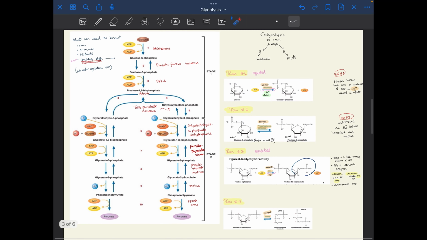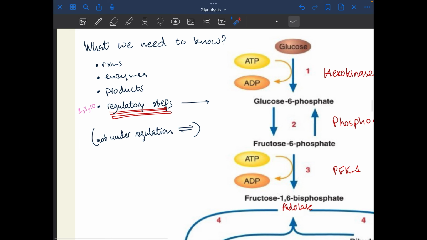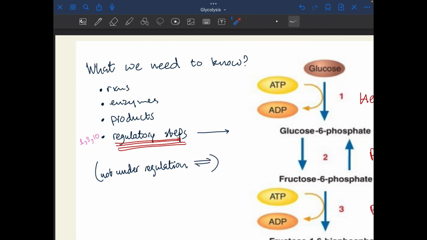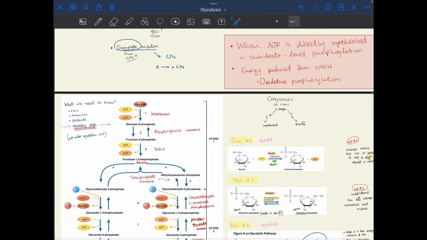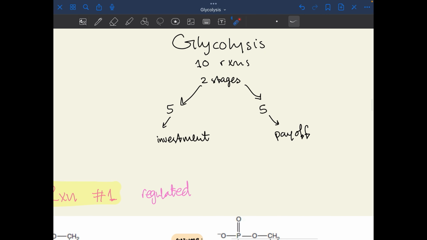Okay, so now we will have here our pathway, which starts with glucose and ends with 2 molecules of pyruvate. So what do we need to know about this pathway? We need to know all the reactions, all the enzymes, the products, and the regulatory steps, which are 1, 3, and 10. And we need to understand that when we have a reversible step, that means this step is not under regulation. Okay, so now glycolysis: 10 reactions divided into 2 stages. The first stage is investment, the second is the payoff.